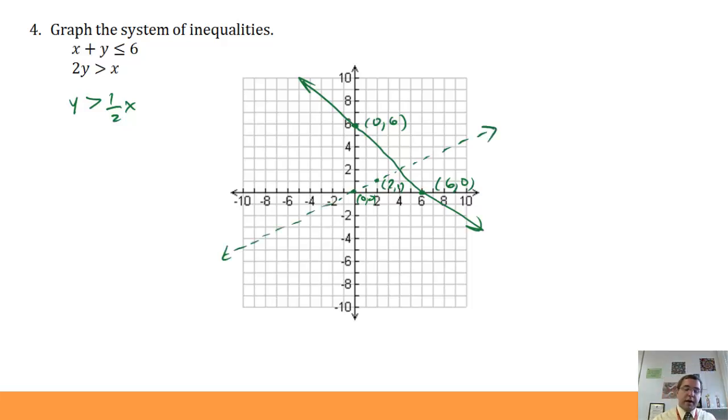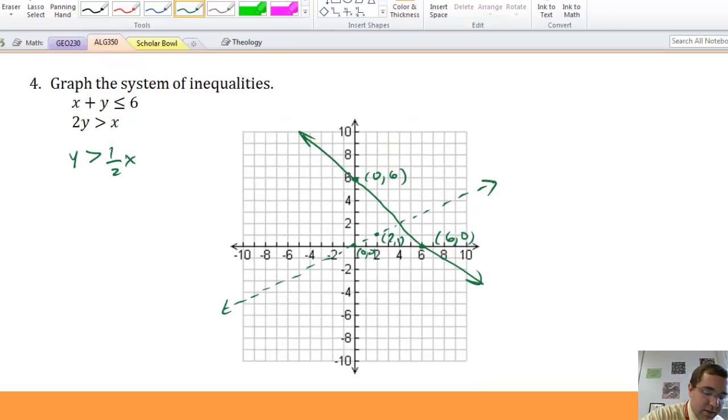Well, for the first line, which half plane would I have shaded if that was my only graph? I plug in 0, 0. Is 0 less than or equal to 6? Yes, it is. So for the first line, I would shade below it. And I'll go ahead and do this in yellow. Notice this is not my final answer.